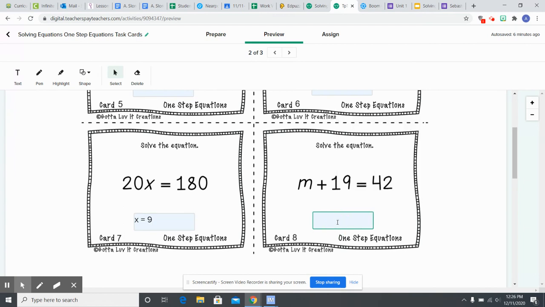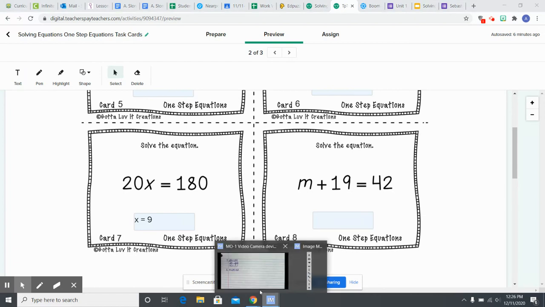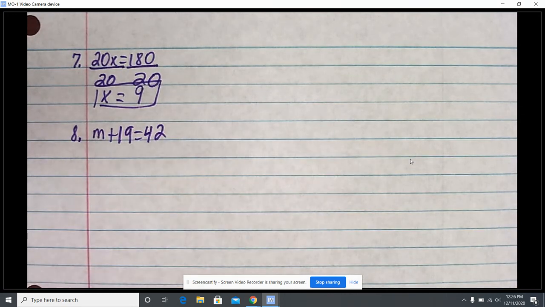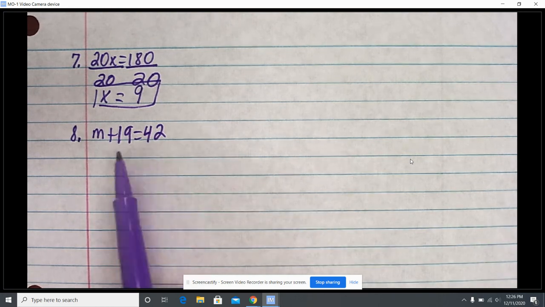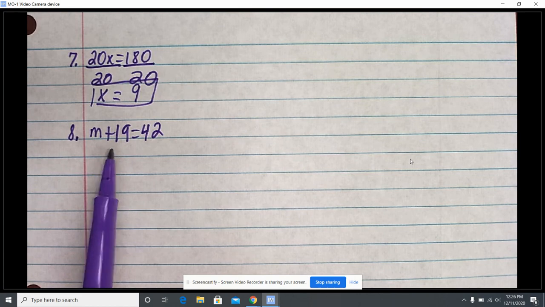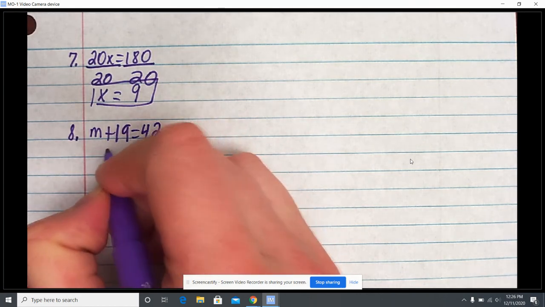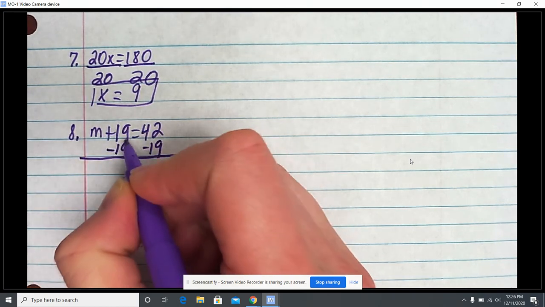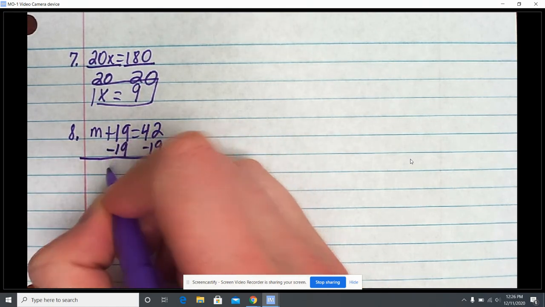All right, card number 8. So I got m plus 19 equals 42. Again, I need to get m by itself, and we have to do the opposite operation that's going on. We have addition going on, so the opposite of addition is subtraction. So I need to subtract my 19 from both sides since I'm trying to get m by itself. So 19 minus 19, they cancel out.